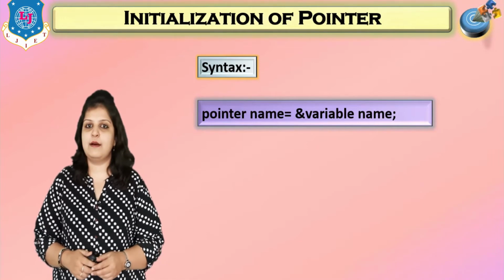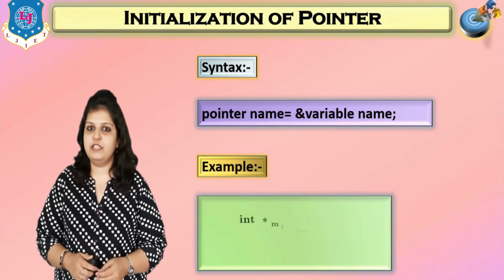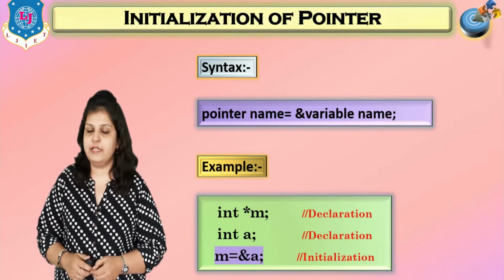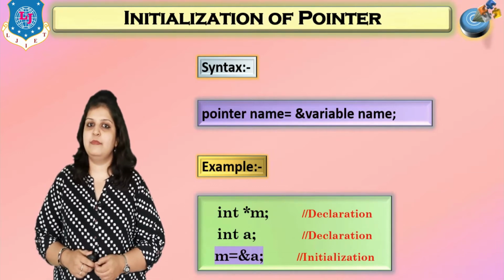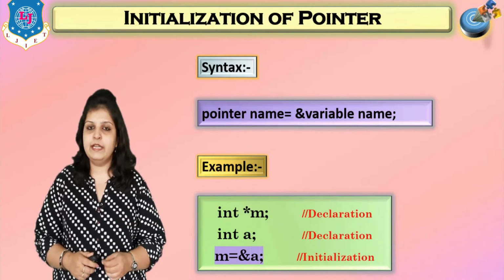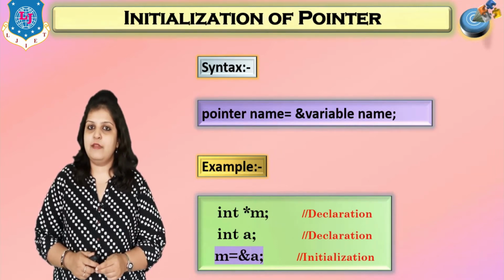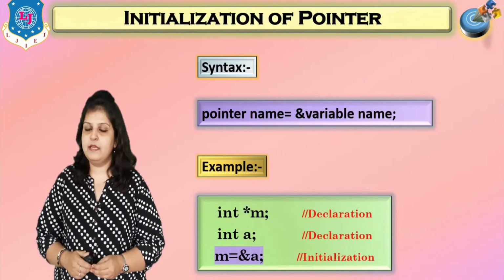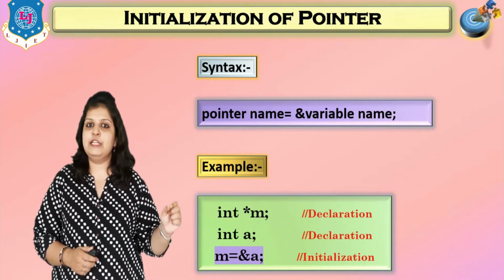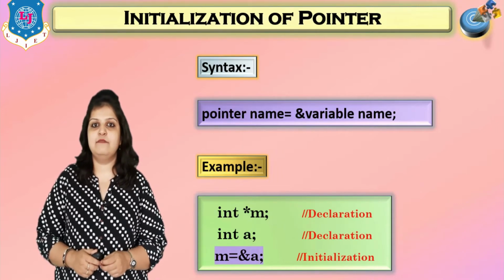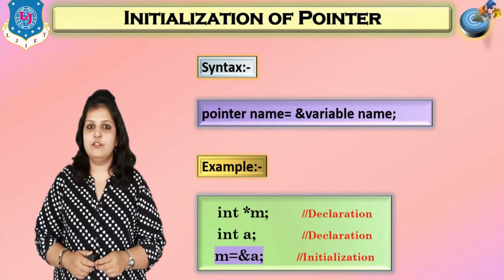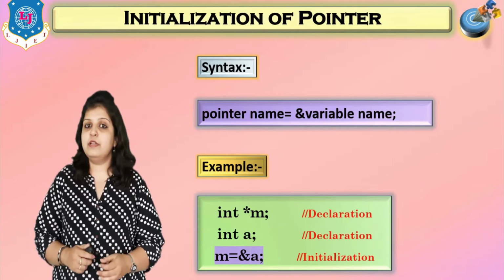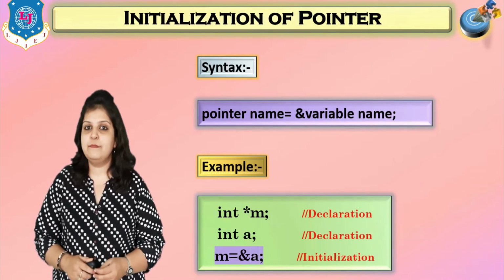Just see the example below. First of all, I am declaring one pointer whose data type is integer. So int *m is our pointer variable. Now I am declaring one simple variable, integer a. And if I want to store the address of a in our pointer m, then first write the pointer name, that is m, then equal to, then use the ampersand sign, and at last our variable name, that is a. So in this way we can initialize our variable. Now how will it be stored? So let's see the memory representation.